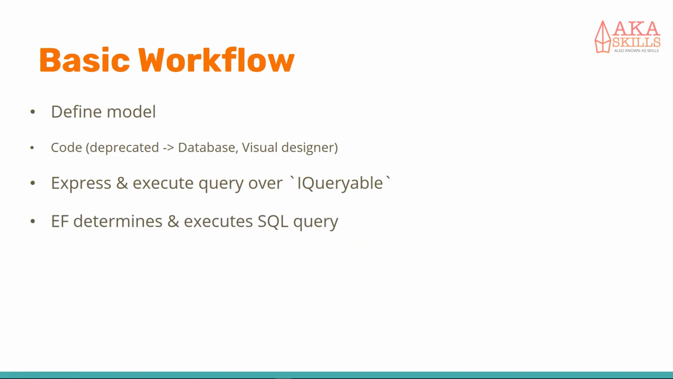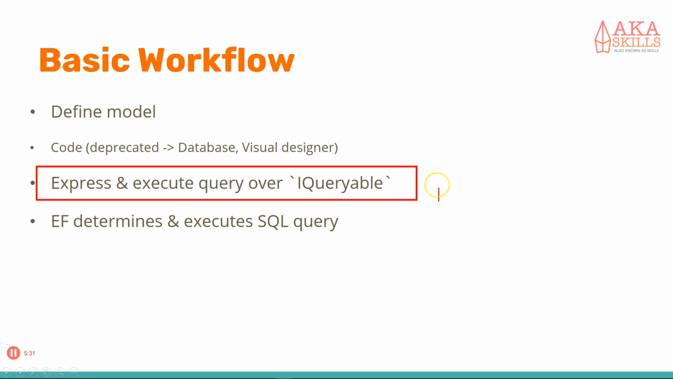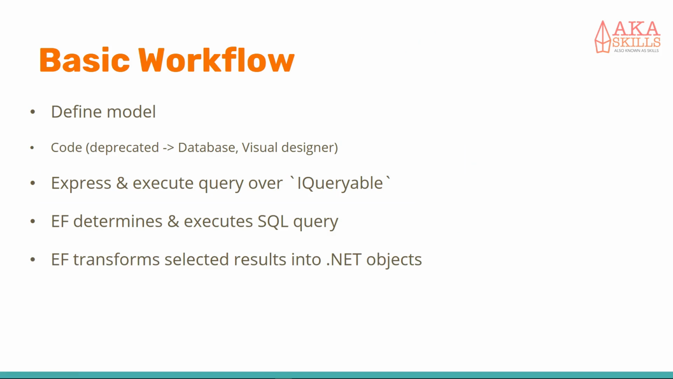After that, Entity Framework determines and executes the SQL query. So here what we have is from a simple LINQ, which is this LINQ, and it's returning IQueryable. When we're making the query, it's converted to a native SQL query. So basically that's what it's doing. It is getting some LINQ and converting it to SQL. Entity Framework after that transforms the selected result, so the result from our SQL query, which is executed on the server, has been transformed into .NET objects.